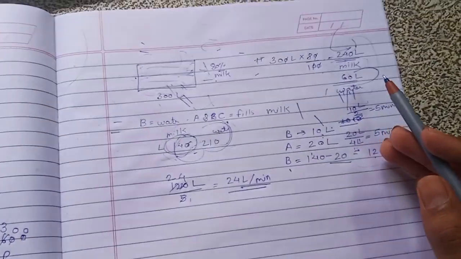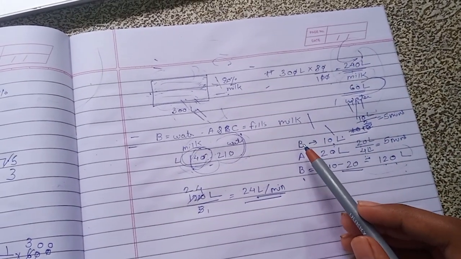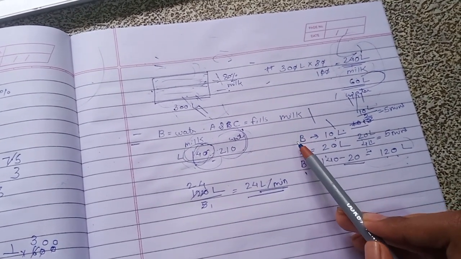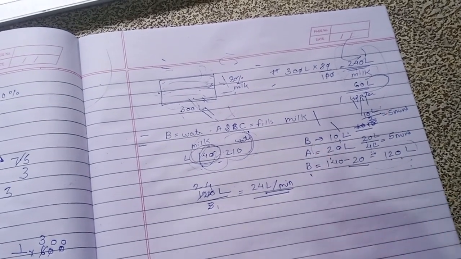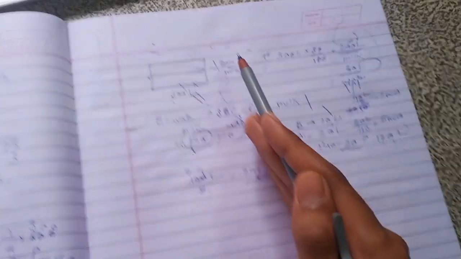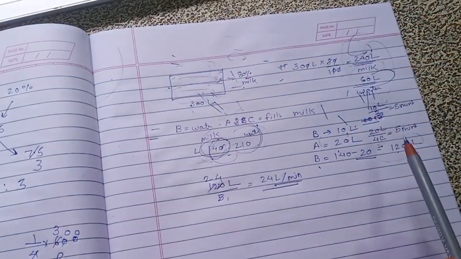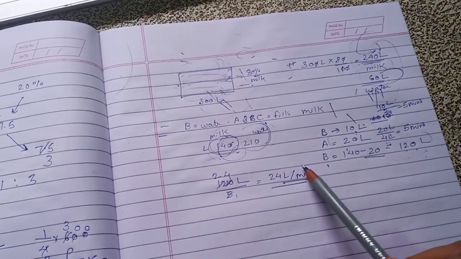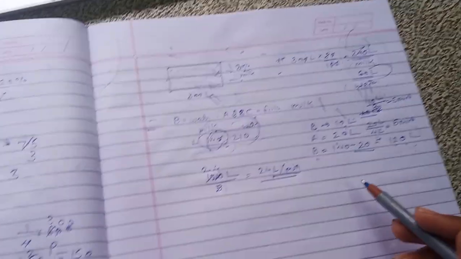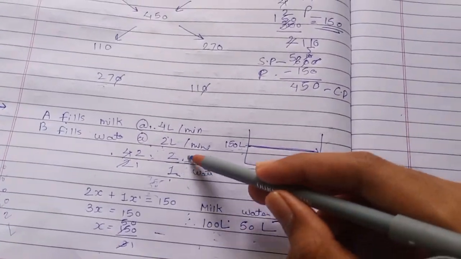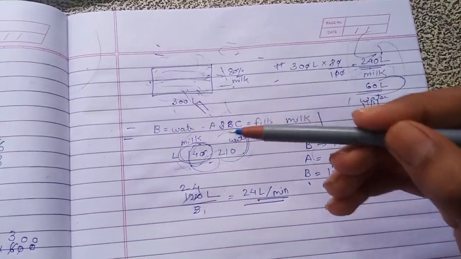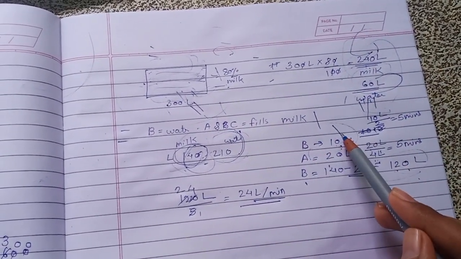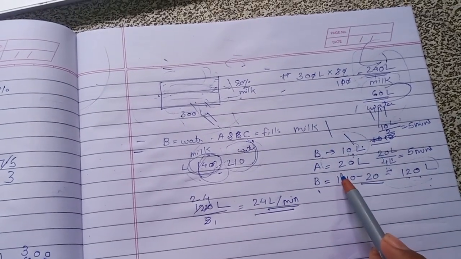Again, let's not make it more complicated, just simplify it. If B contributes 10 liters in the second half, then it's obvious how much A will contribute. It is 20 liters. Why? Because it's in ratio 2:1. So when B contributes 10 liters, A will contribute 20 liters.